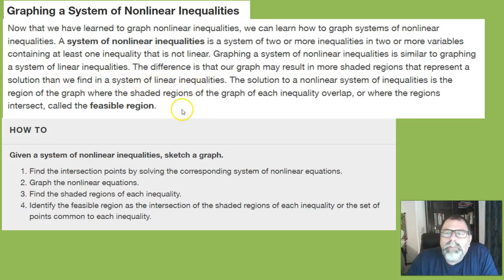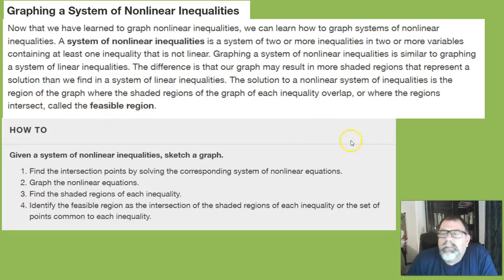So you can have more regions too, depending on how things intersect. The solution to a nonlinear system of inequalities is the region of the graph where the shaded regions of the graph of each inequality overlap. So this is where the regions intersect, and we call this the feasible region.